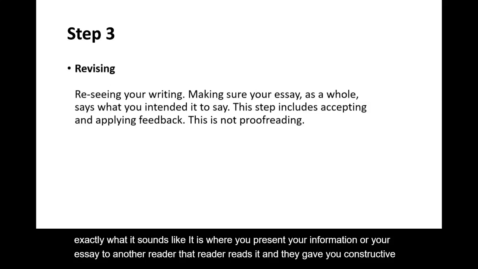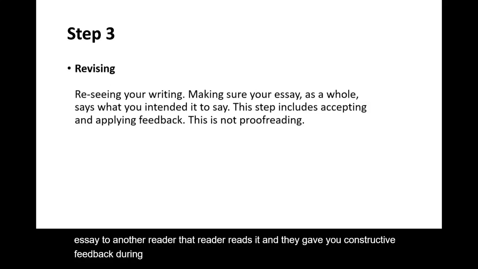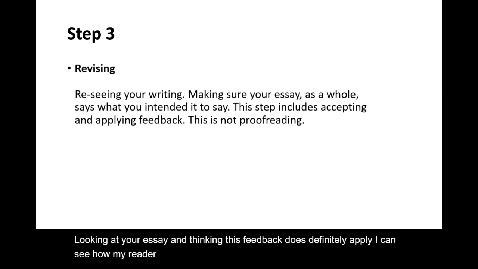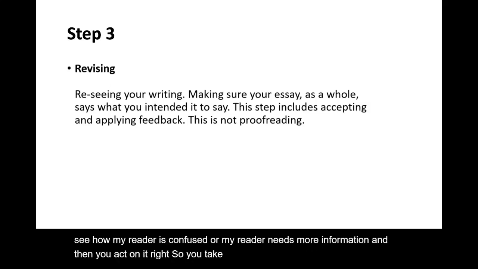During the revising step, you're taking that feedback, you're looking at your essay and thinking, okay, this feedback does definitely apply. I can see how my reader is confused or my reader needs more information. And then you act on it, right? So you take that feedback, you apply it, you better your essay, you make your essay stronger.